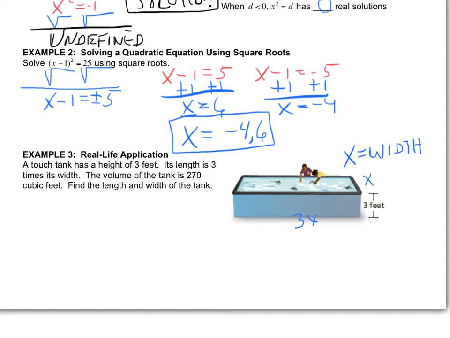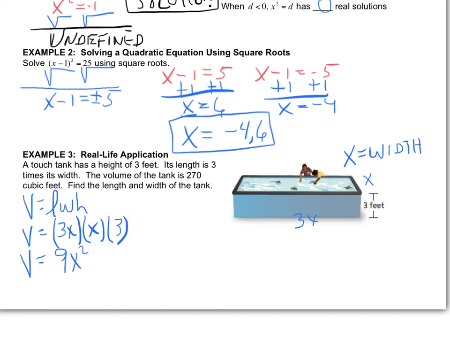Because we're talking about the volume of a rectangular prism, volume equals length times width times height. Our length, we said, was 3x, our width was x, and our height, which was given to us, was 3 feet. So the volume is equal to 9x squared. The volume was given to us as 270, so if I replace V with the 270, I now have to solve for x.